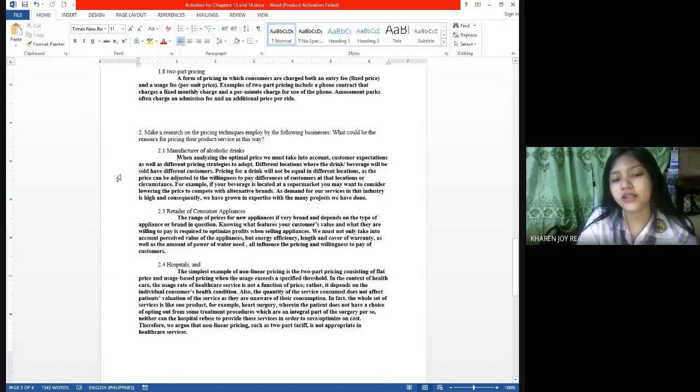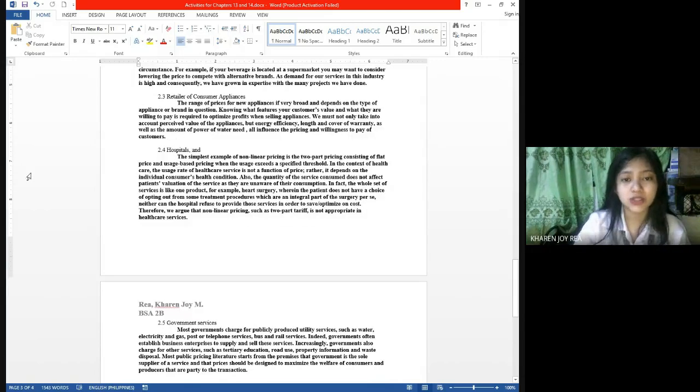Next is the retailer of consumer appliances. The range of prices for new appliances is very broad and depends on the type of appliance or brand in question. Knowing what features your customers value and what they are willing to pay is required to optimize profits when selling appliances. We must not only take into account perceived value of the appliances, but energy efficiency, length and coverage of warranty, as well as the amount of power or water needed all influence the pricing and willingness to pay of the customers.